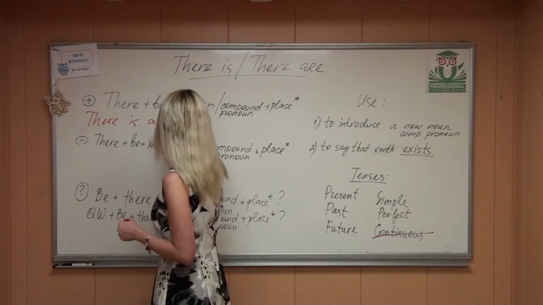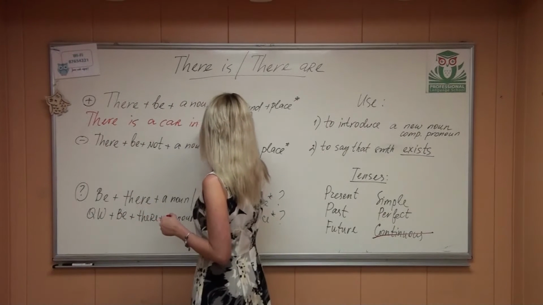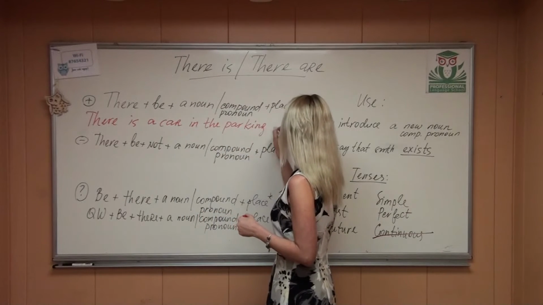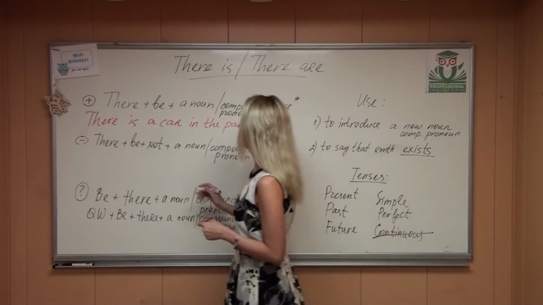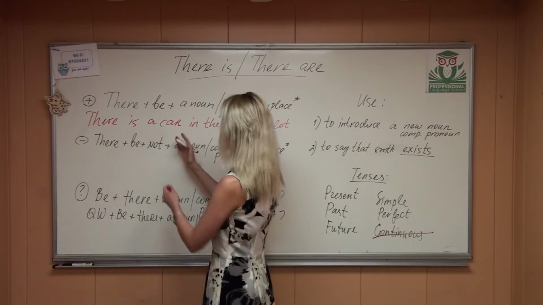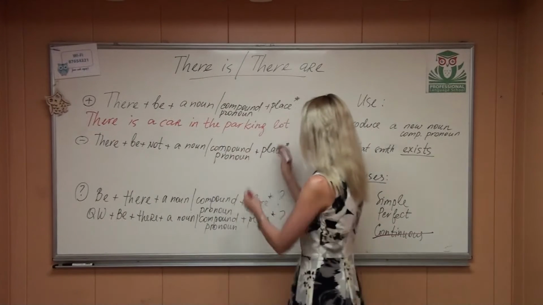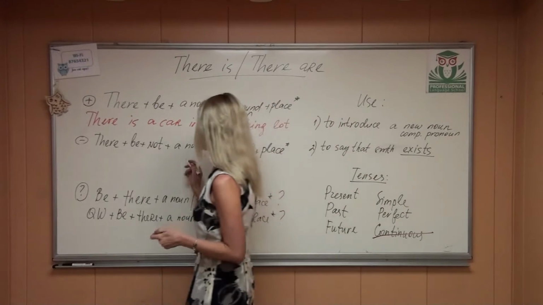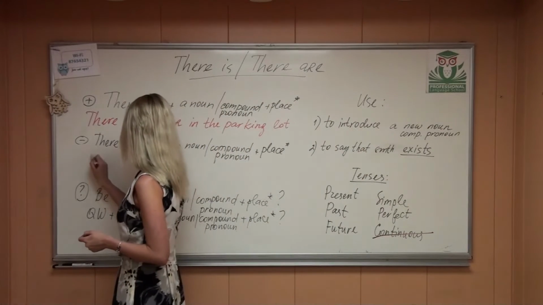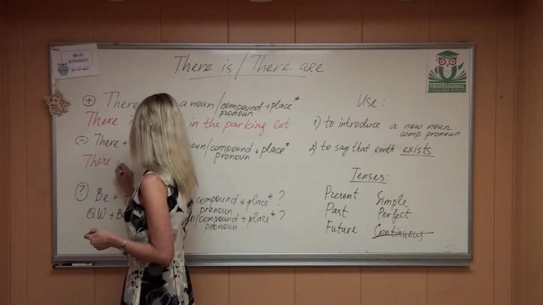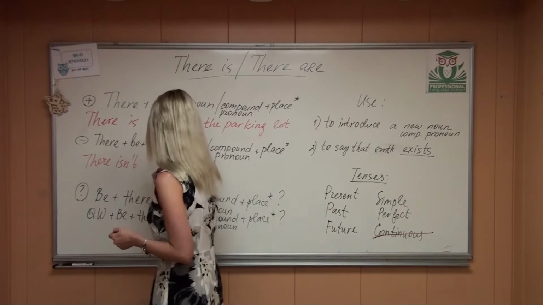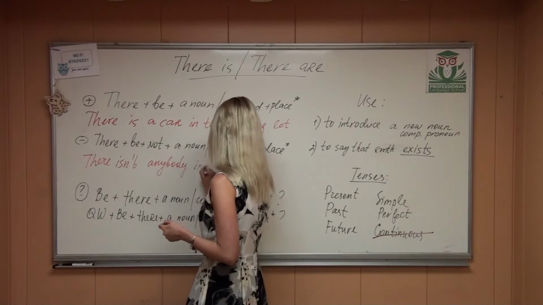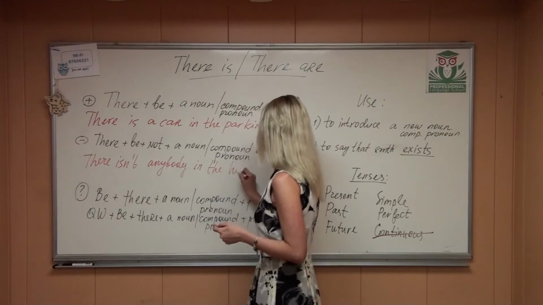There is a car in the parking lot. The new noun here is a car, mind the article, and the place here is the parking lot, mind the article. Okay, and negative sentence. There isn't anybody in the house.